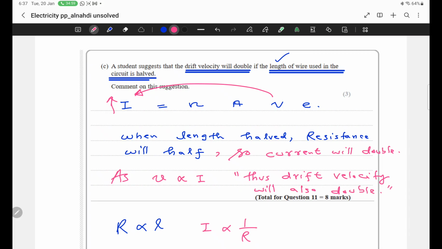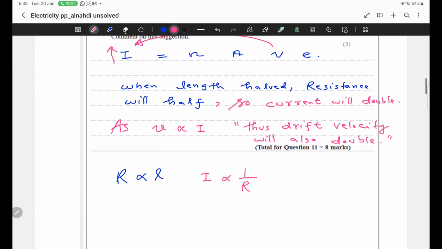Now, beta Zainab, in this question, it is given that the length of the wire is halved. If the length of the wire is halved, then obviously resistance will be halved. And if resistance is halved, then current will be doubled. And if the current is doubled, then obviously drift velocity will also be doubled. It is according to the marking scheme, having no confusion.